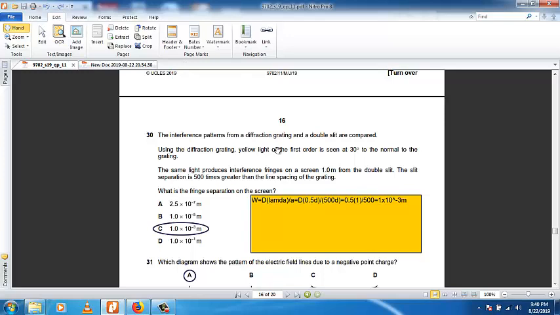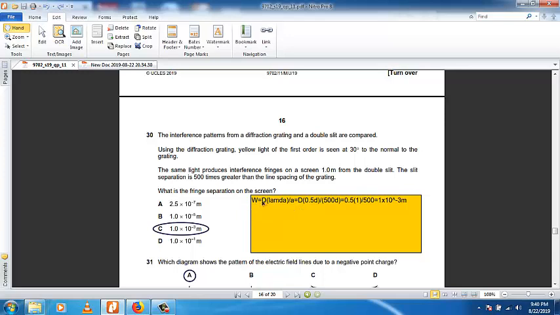The interference pattern for a diffraction grating and a double slit are compared. Using the diffraction grating, yellow light of the first order is seen at 30 degrees to the normal to the grating. The same light produces interference fringes on a screen 1 meter from the double slit. The slit separation is 500 times greater than the spacing of the grating. What is the fringe separation on the screen?